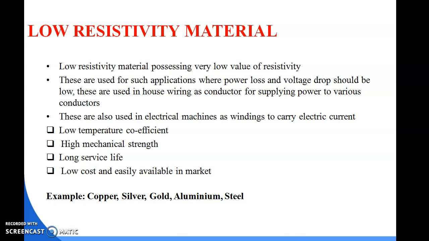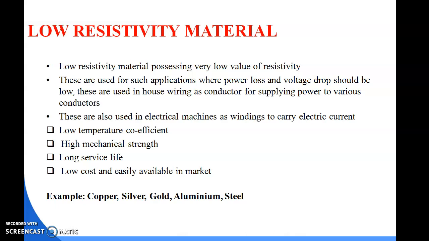Low resistive materials are used in house wiring and various purposes in electrical machines to carry current. They have a low temperature coefficient, high mechanical strength, long service life, low cost, and are easily available in the market. What are the low resistivity materials? They are copper, silver, gold, aluminum, and steel.